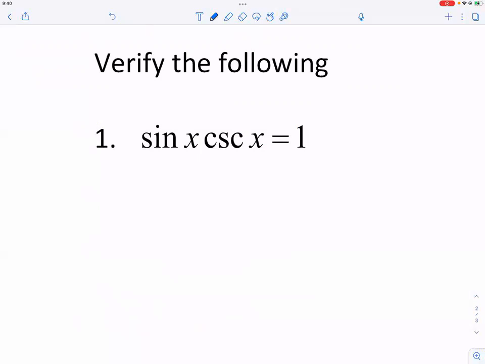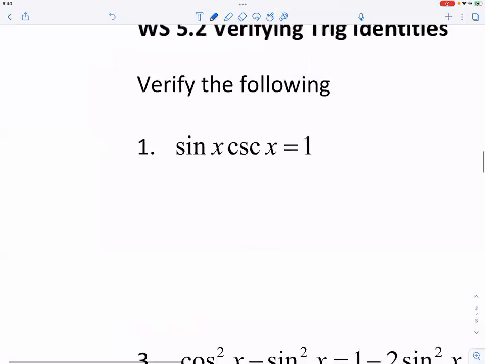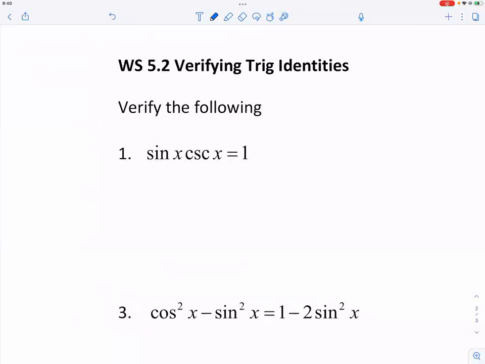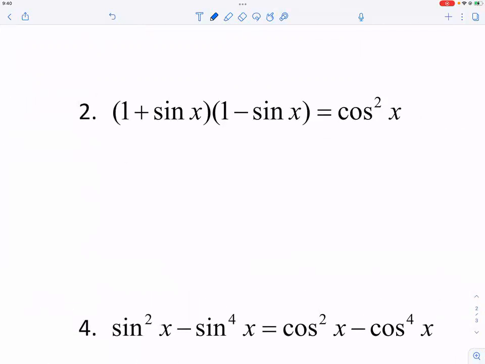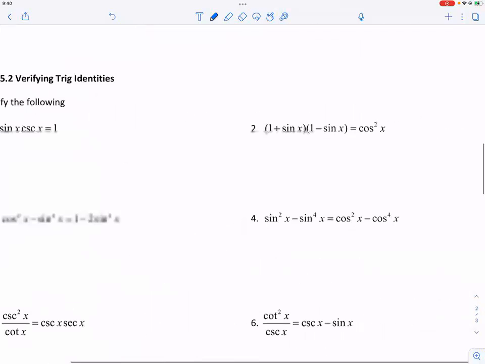Can everyone see it? Okay, because sine x times, we change this to 1 over sine x, right? You can cancel it out. So that's a simple 1-step mental math. Now, what about number 2? Can you see what's going to happen to the left-hand side? It becomes what? It becomes 1 minus sine square x, which equals cosine square x.